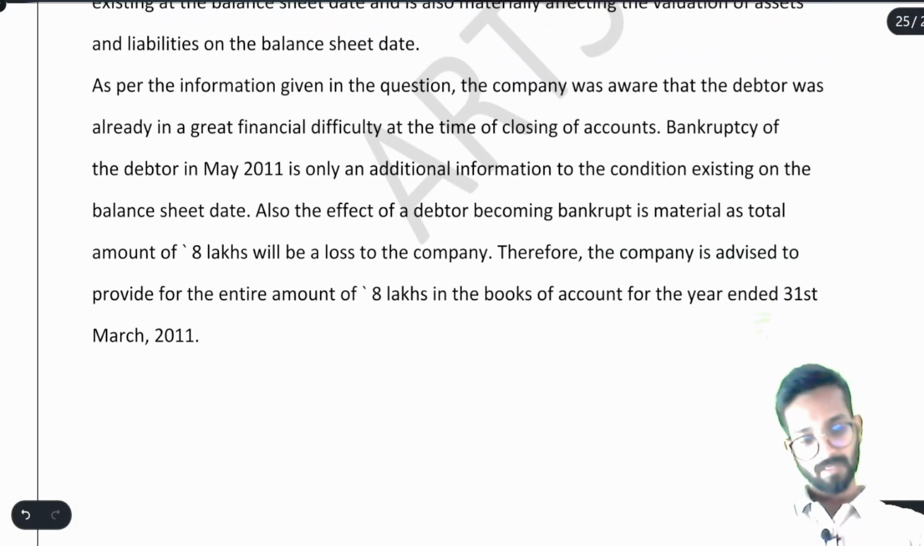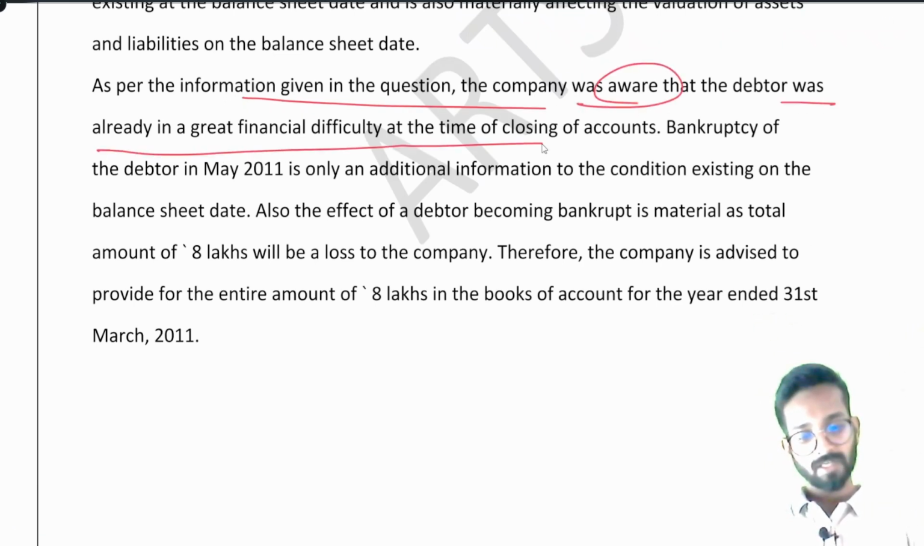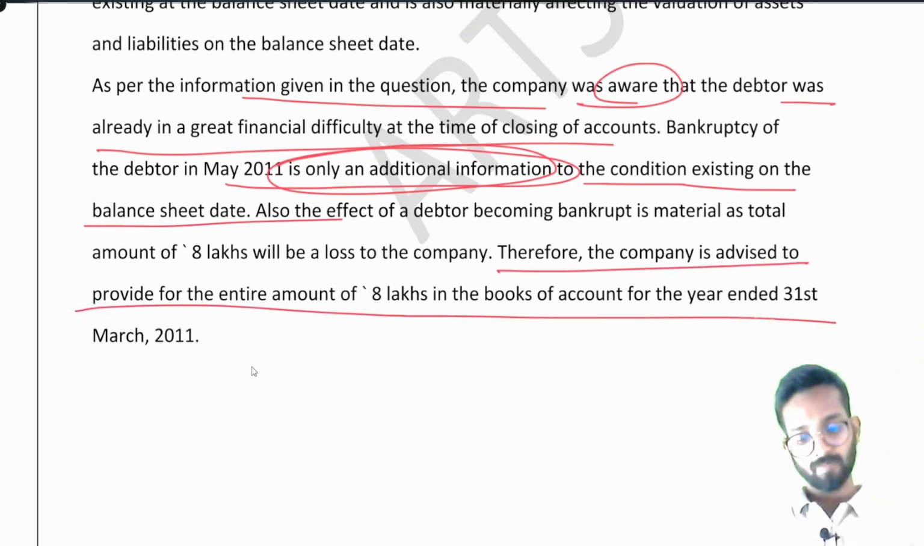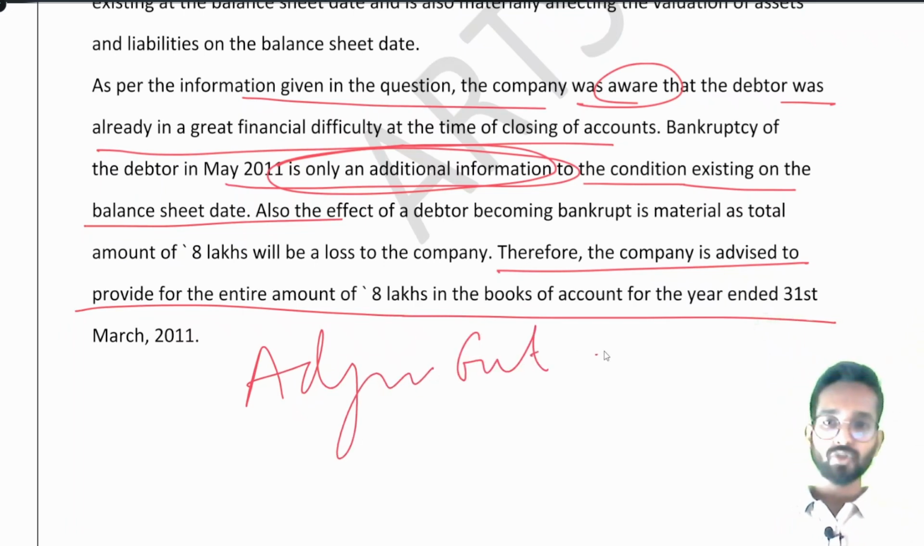See, as per the information given in the question, the company was aware that the debtor was in great financial difficulty at the time. Bankruptcy is only additional information of the condition which existed on the balance sheet date. Therefore, the company is advised to provide for the entire amount because it is the adjusting event. Understood? Simple enough. This is your Accounting Standard 4. We will learn in detail about provision, contingent liability, contingent asset in AS 29. Thank you so much.